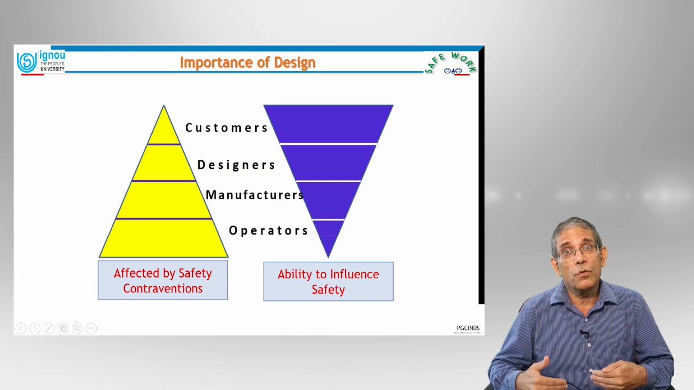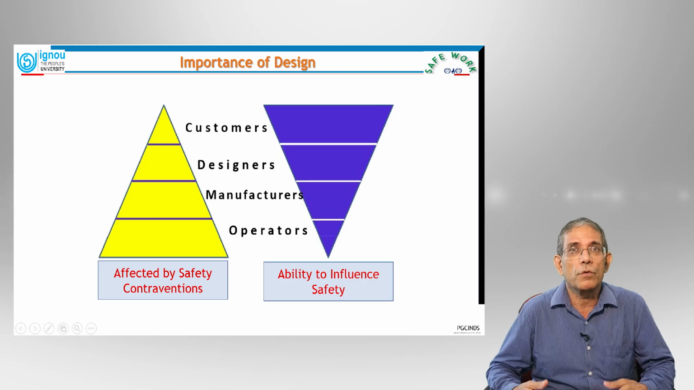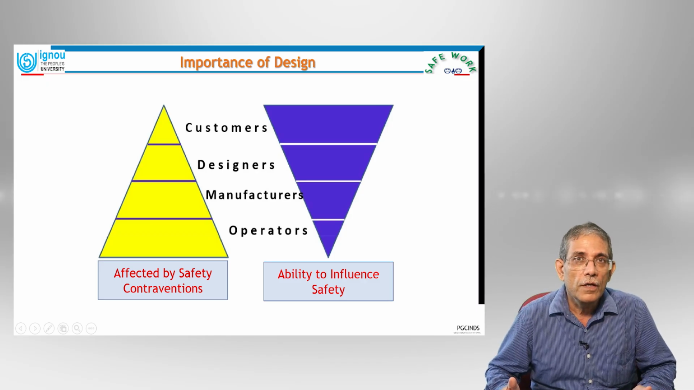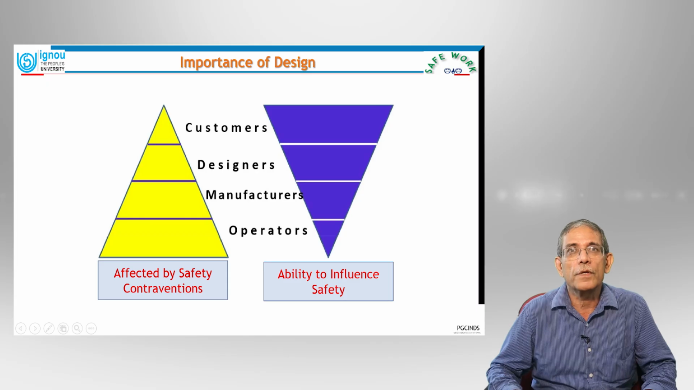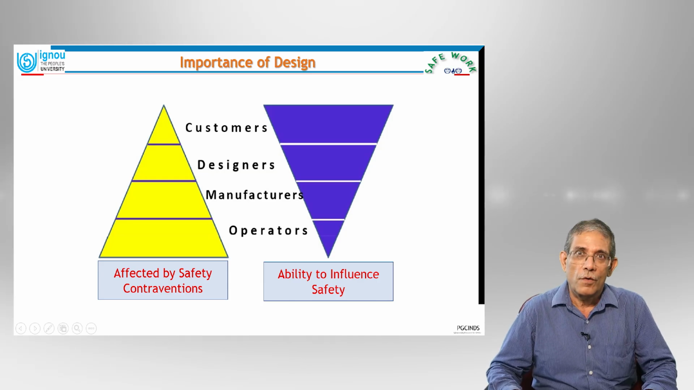But the ability to influence safety will be most with the customers, because a customer rejects a product only due to the reason that it is unsafe. If it is an unsafe product, or a product is not having the safety features, he will not purchase. Most of such products will not be purchased. That means the sale of such product will not happen, and there will be accumulation of such product. Therefore, the industry has to take care of such things, and he will take care of the safety features.